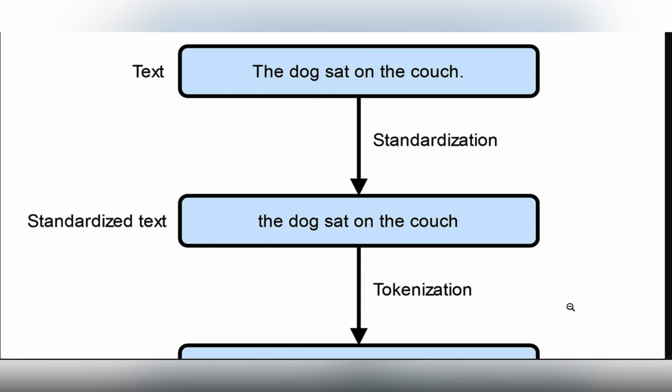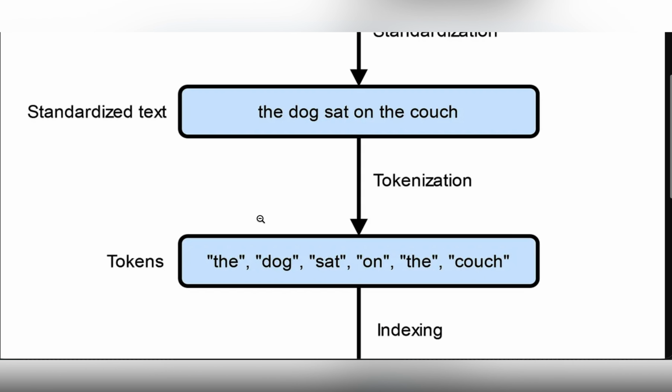Let's see the parts of transformers important to this project. First up, we have tokenization. Tokenization involves breaking down text into smaller units known as tokens, which the model can process and understand. These tokens are based on the model's vocabulary. For example, let's take the text "The dog sat on the couch." Initially, we standardize the text, meaning we turn all the letters into lowercase, remove the commas, etc.